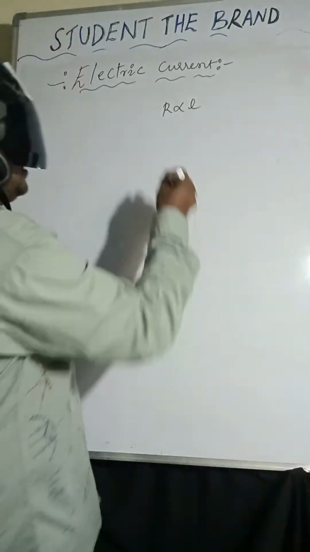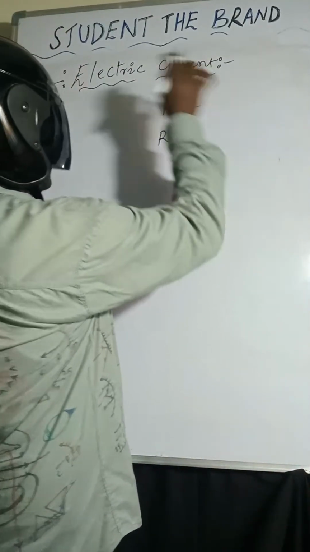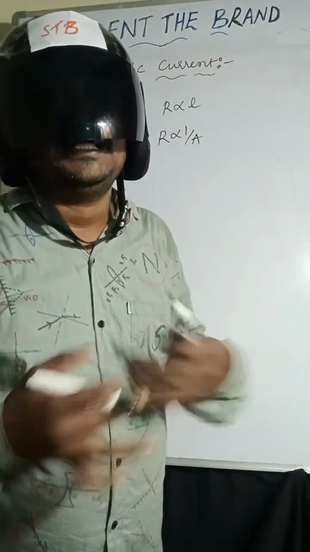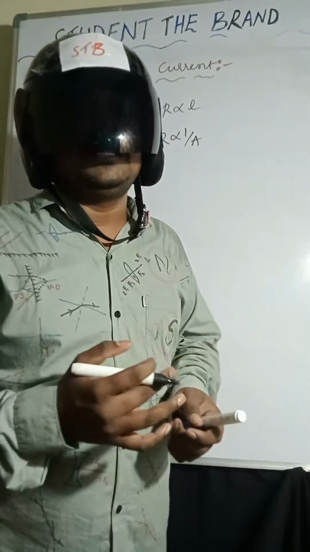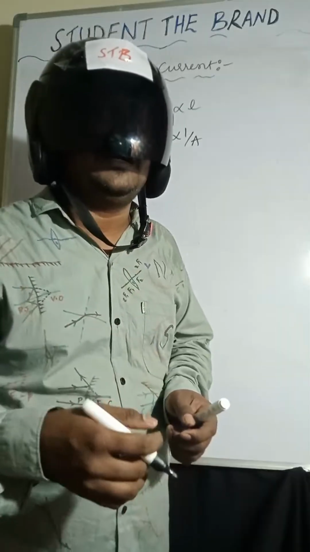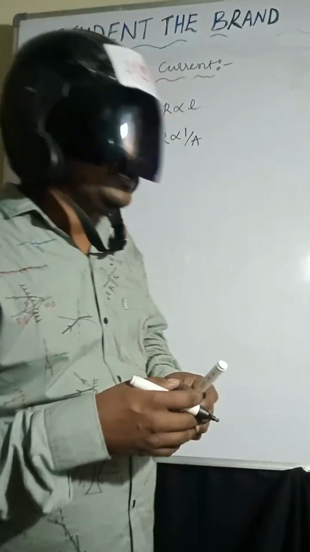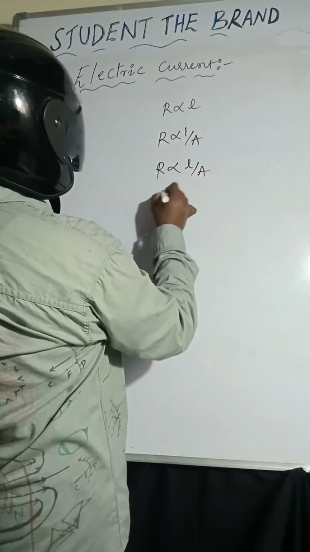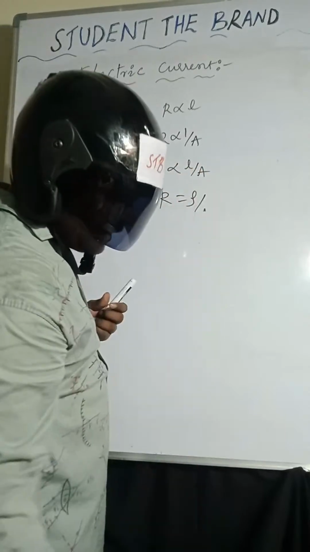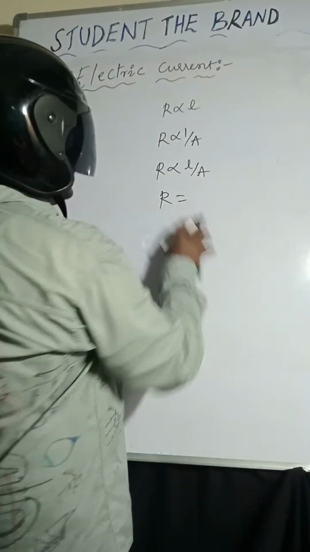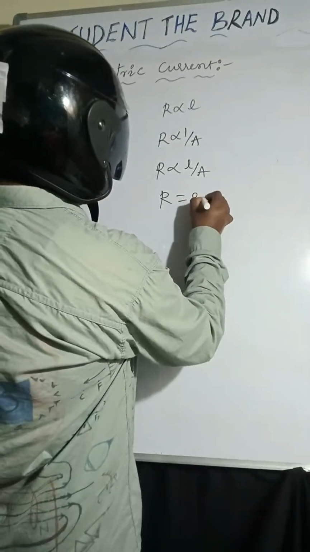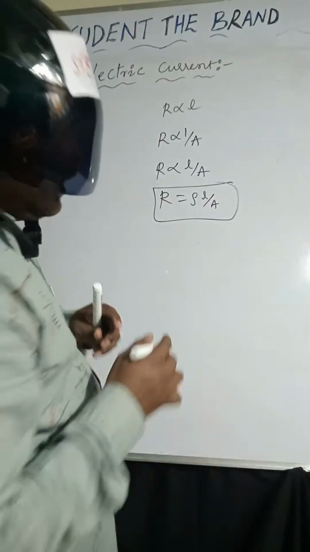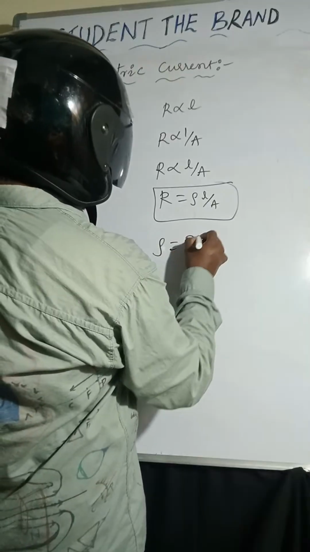Resistance is inversely proportional to the area of cross section. So R is directly proportional to L by A. R equals rho into L by A. So rho equals RA by L.